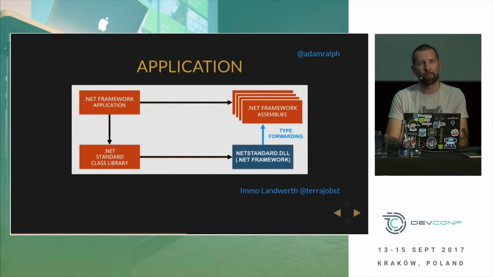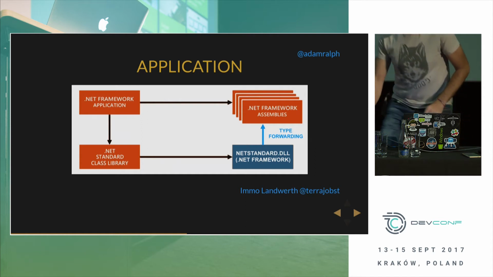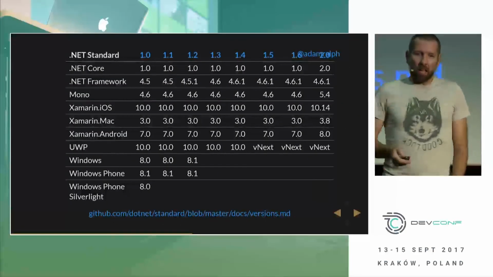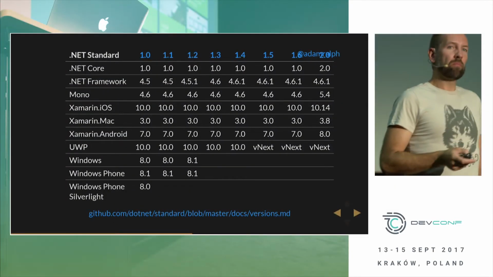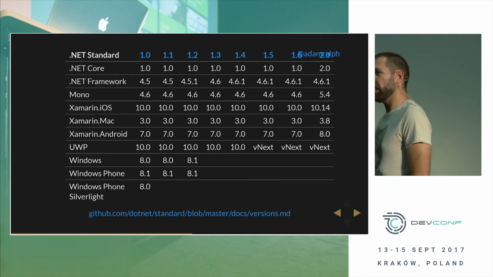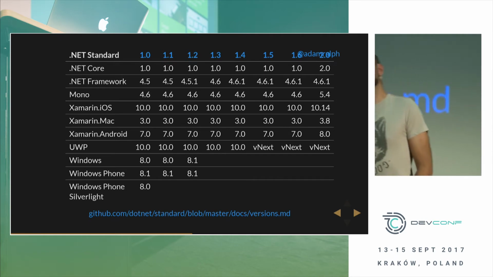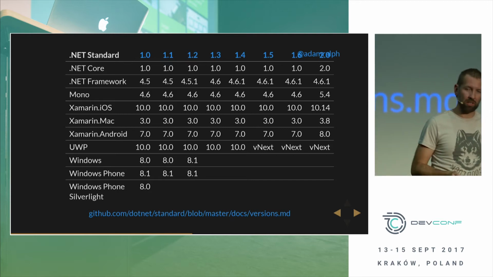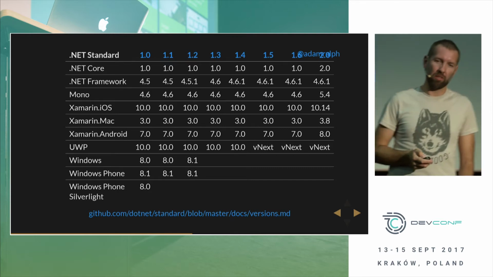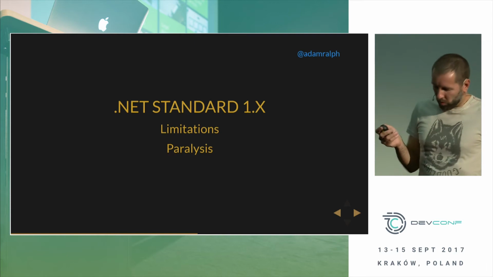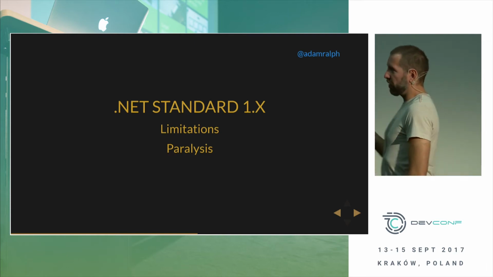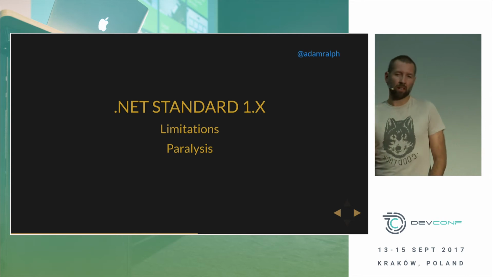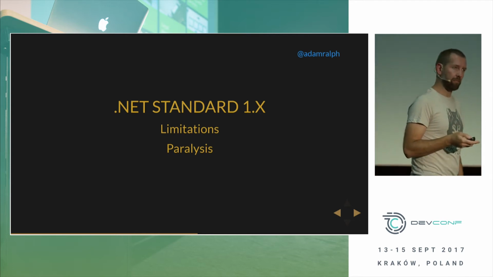Make sense? I see a few nodding heads, so I'll go on. As I said, 2.0, right? Really, really big change, and I think keeping the 2.0 version number is actually justified. And the reason for that is because 2.0 is a big change. The .NET team took a lot of feedback on .NET Standard 1, and the two main bits of feedback they got were limitations and paralysis.